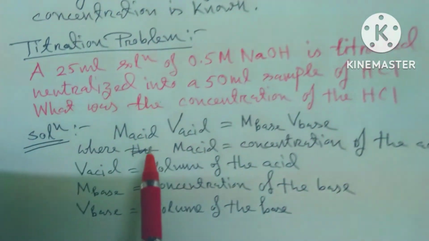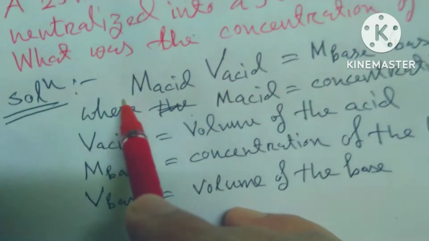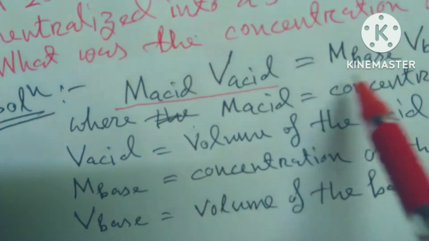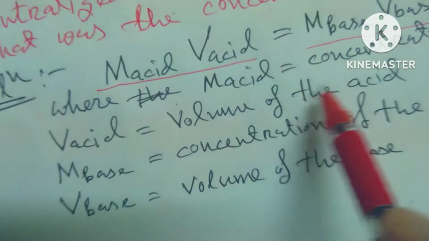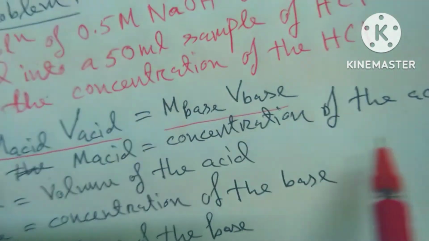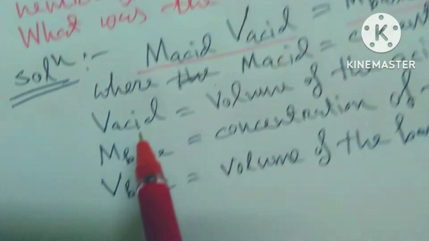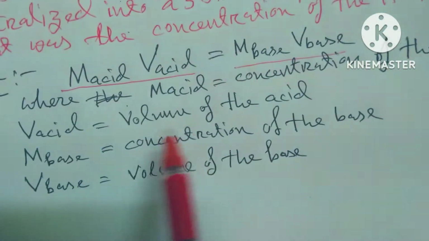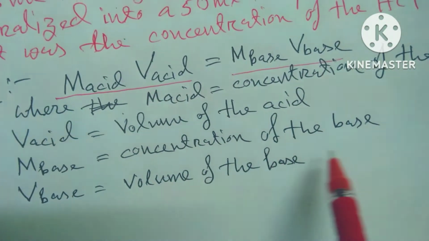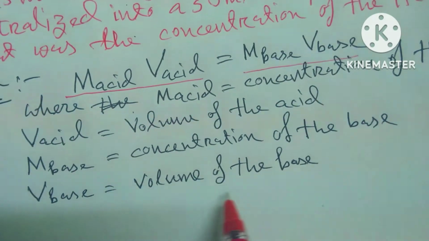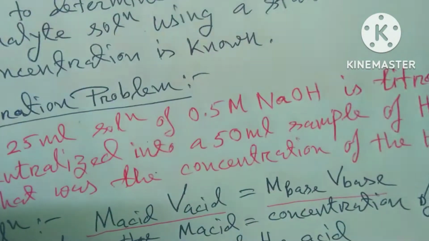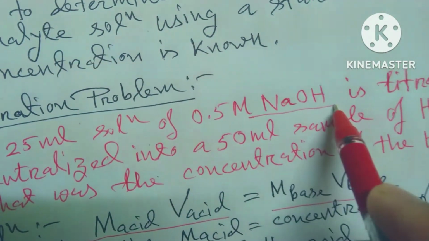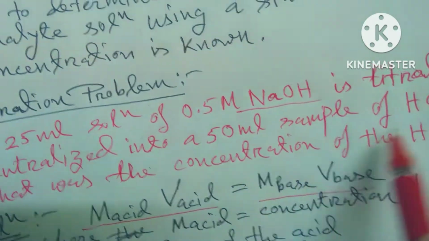So friends, you have to know this formula: M acid V acid = M base V base. Here M acid is the concentration of the acid, V acid is the volume of the acid, M base is the concentration of the base, and V base is the volume of the base. Now in this case you see NaOH is a base and HCl is an acid. This is an acid base titration.